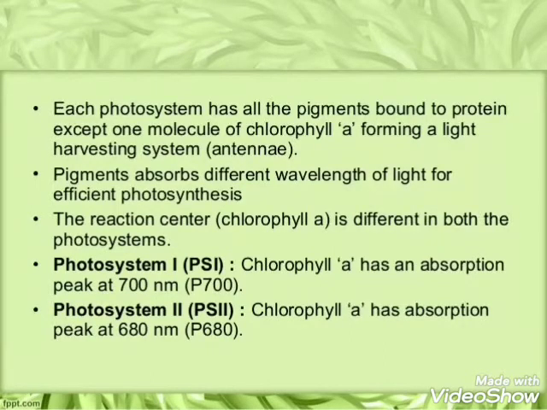In PS1, the reaction center is P700, which is a chlorophyll A molecule that absorbs light at 700 nanometers. In PS2, the reaction center is P680, a chlorophyll molecule that absorbs light at 680 nanometers. Here, 680 nanometers and 700 nanometers are the wavelengths of the light.